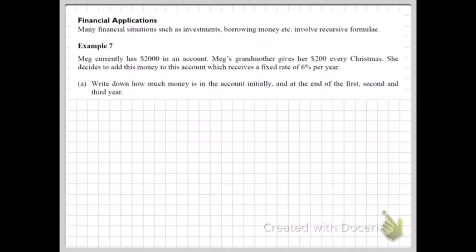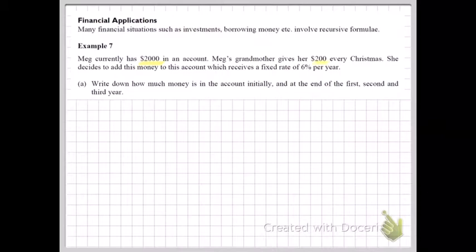Other financial applications involve recursion. Example 7, Meg currently has $2,000 in an account. Her grandmother gives her $200 every Christmas, and she adds that money to the account, which receives or accrues interest at a fixed rate of 6% per year. Write down how much money is in the account initially and at the end of the first, second, and third years.